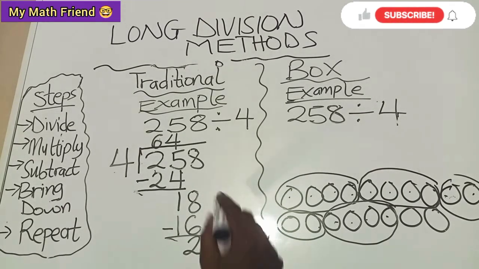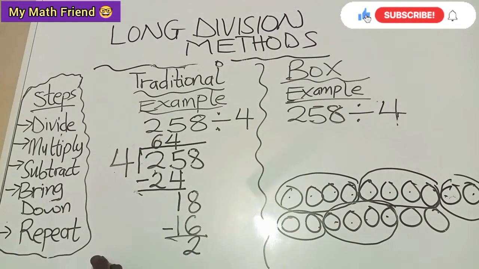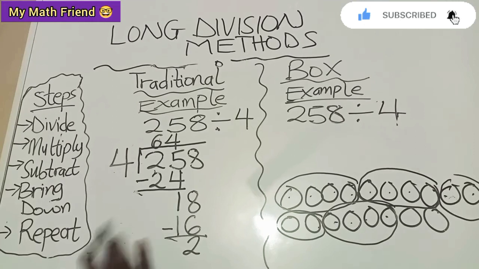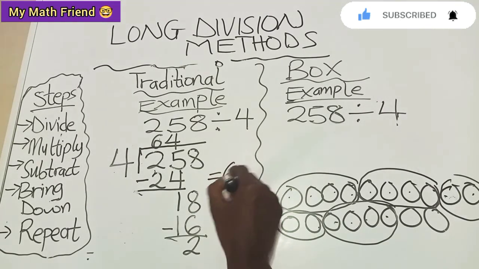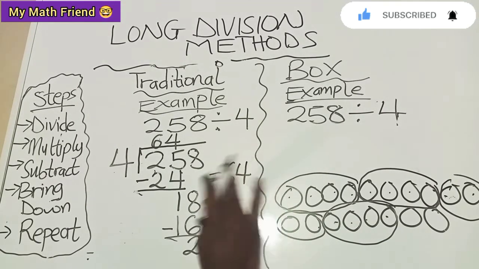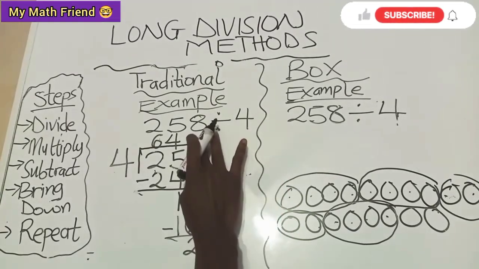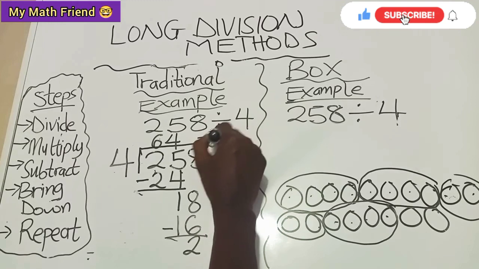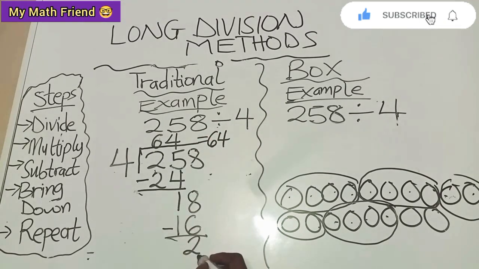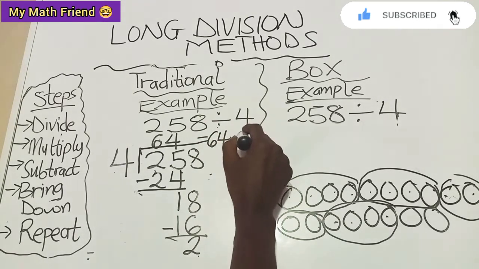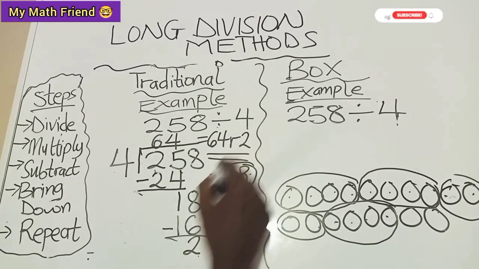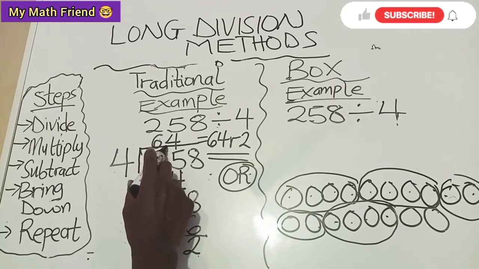The answer now is equal to 64. Okay, so let's write it this way. 64. Very well. 64. Then remember what? 2. Or you put it this way: 64, which is your quotient.